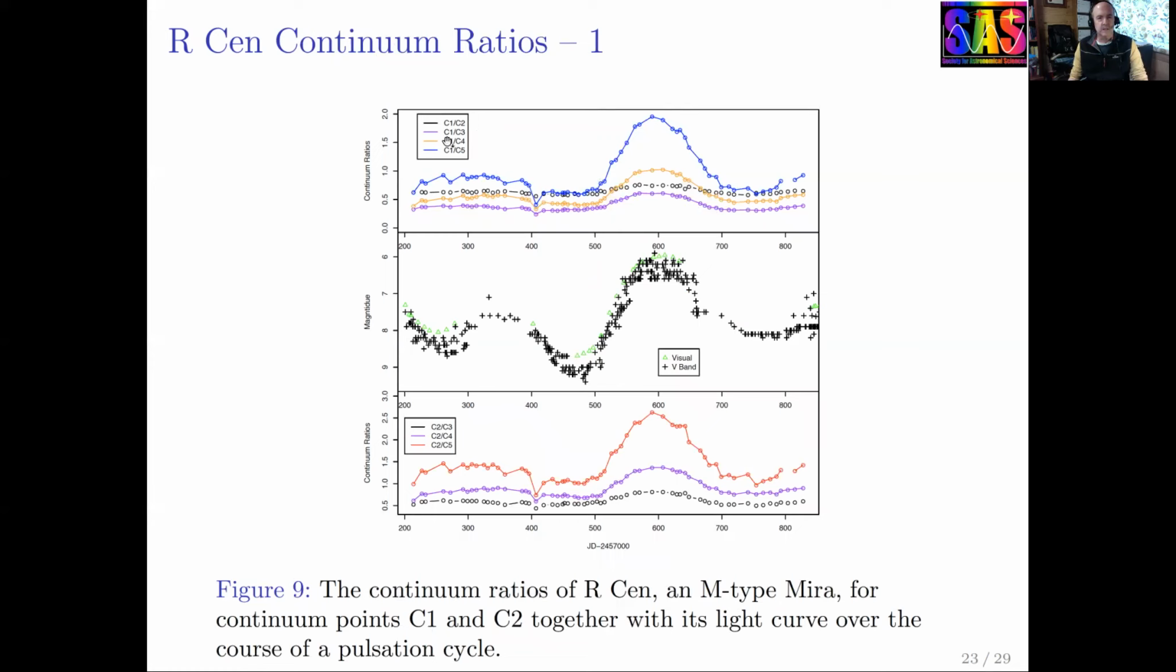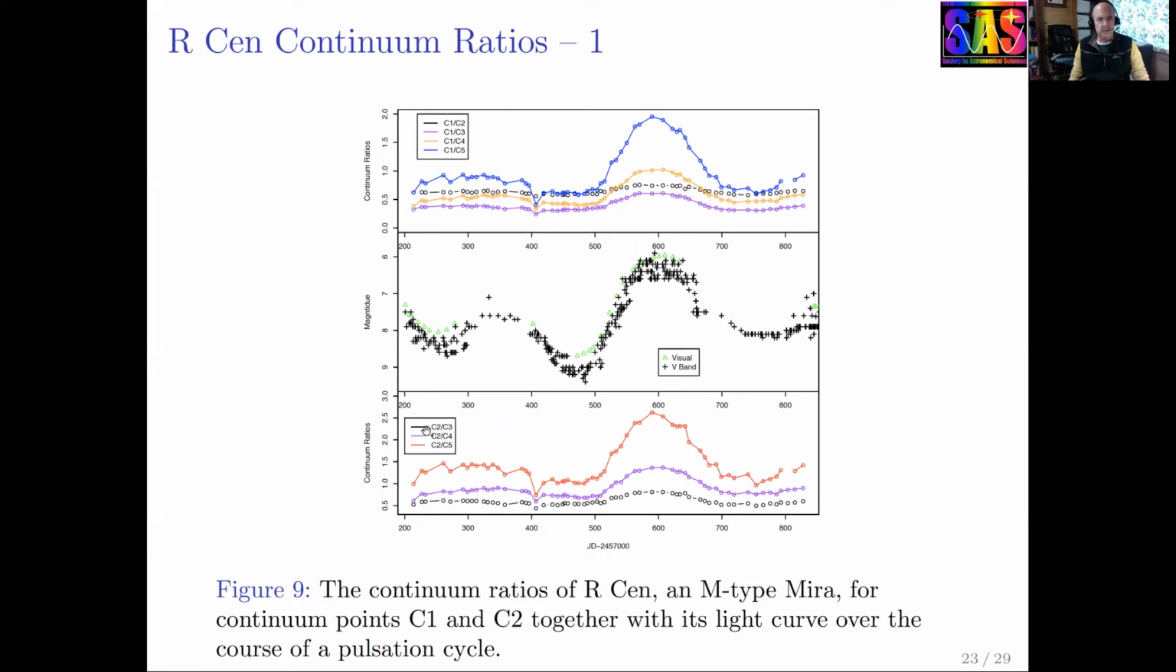So these are the continuum ratios here. This is ones involving C1 against C2, 3, 4, and 5. A thing that's quite surprising about them is that they were quite flat across the period when there are definitely changes in the light curve, but not much change in these ratios. The only real change we got in these ratios was when it came up to its major maximum here. And over here, again, these were relatively flat.